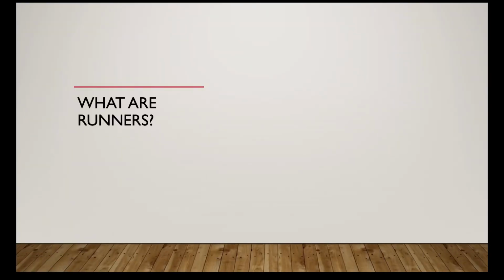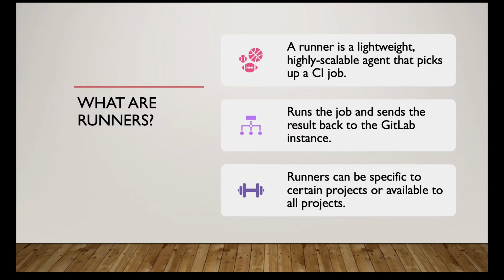What are runners? Runners are basically lightweight agents which pick our CI jobs. In our CI/CD pipeline, we have multiple stages. The stages are the jobs that we need to execute so that we can build our artifact and deploy it on a server. Runners are those agents which will pick those jobs and execute the shell commands to build and deploy. Once the runner picks the job, it returns the result back to the GitLab instance.